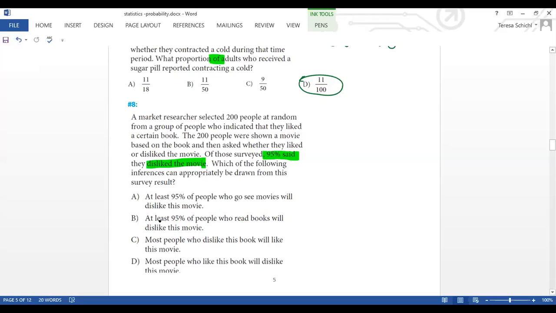Okay, so part B is here. They say at least 95% of the people who read the book will dislike the movie. And they say it's 95% they dislike. But we don't know it's at least. At least means more than 95, right? So it's not more than 95.